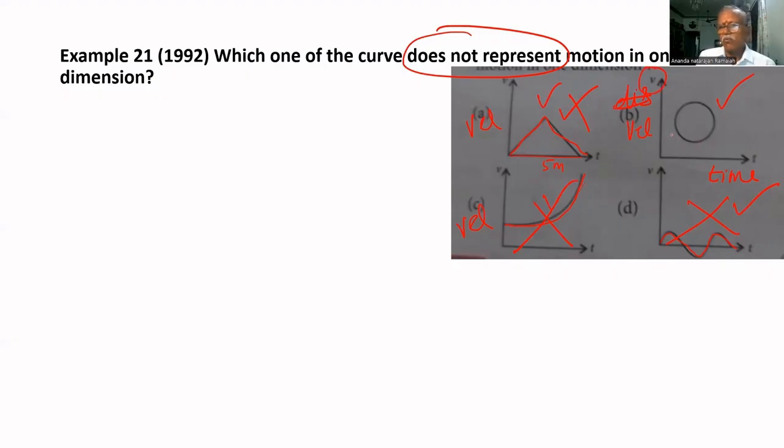Okay. Now, velocity at one point, if you select, say this is t equal to 3, at 3, if you find velocity, it gives two values.